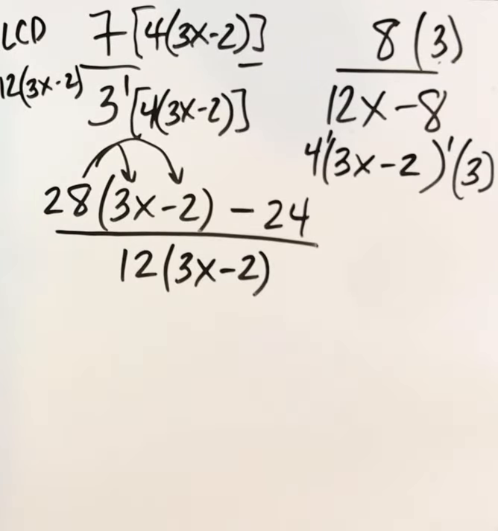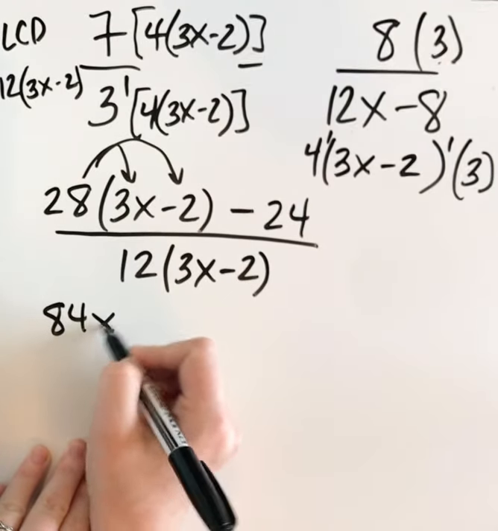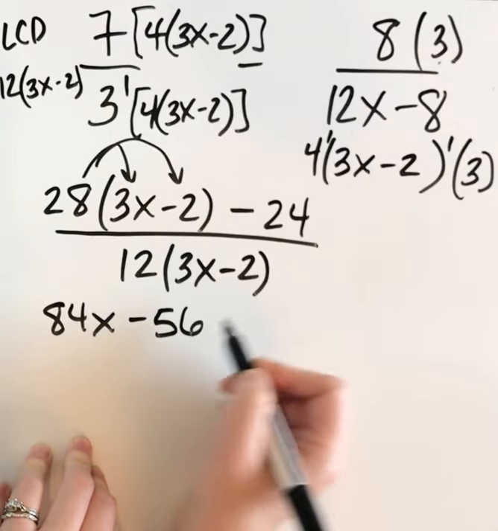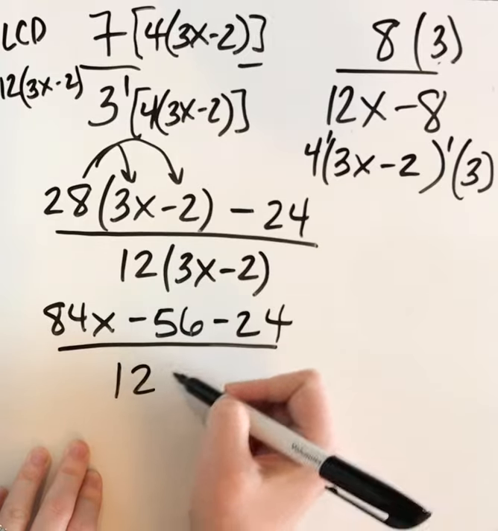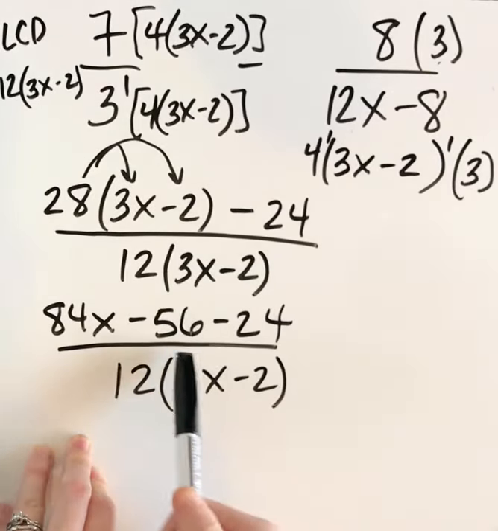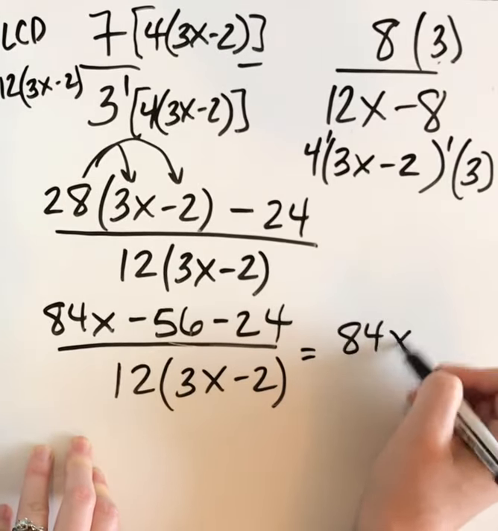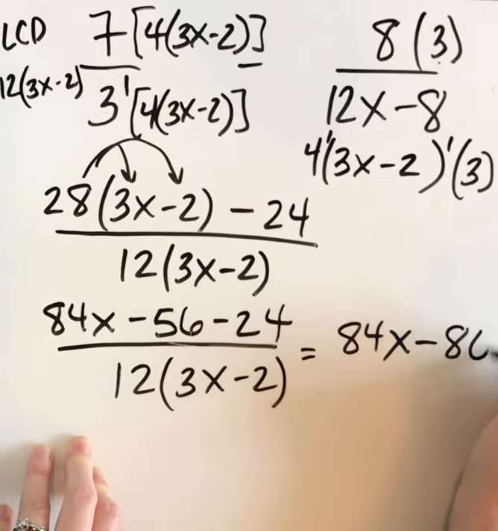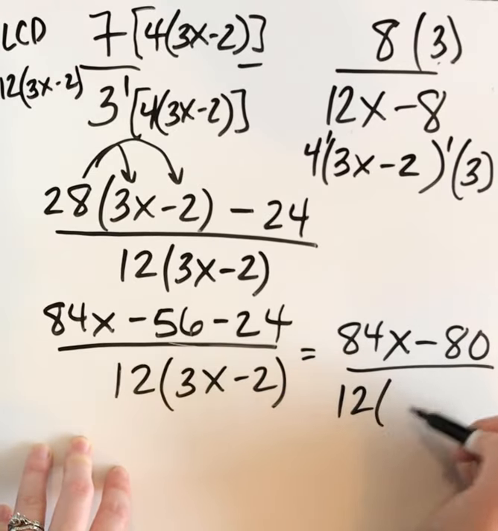Notice that we can distribute to get rid of these parentheses. 28 times 3 will give us 84, so we've got an 84x. 28 times a negative 2 will give us negative 56 minus 24 all over 12 times 3x minus 2. We're almost there. Let's combine our like terms. So we have an 84x, negative 56 minus 24 is a negative 80. Let's leave this factored, and you'll see it here in just a moment why we're doing that.